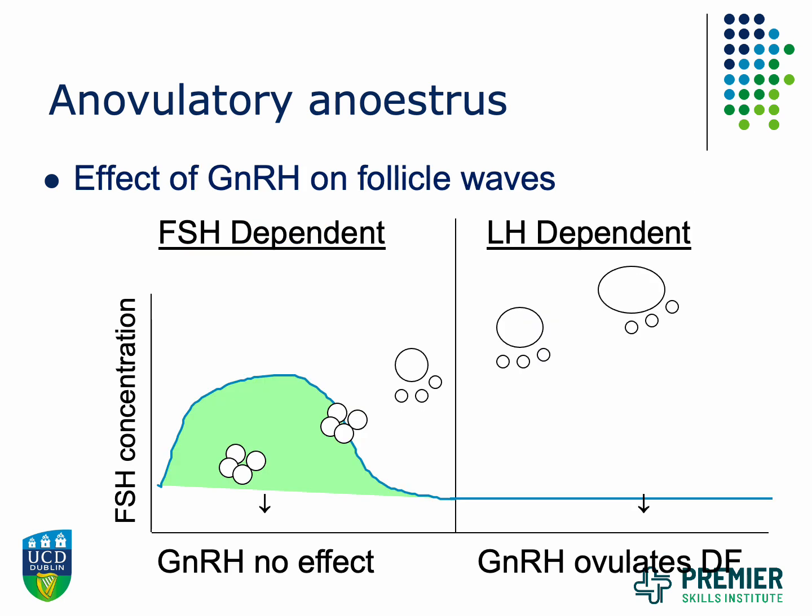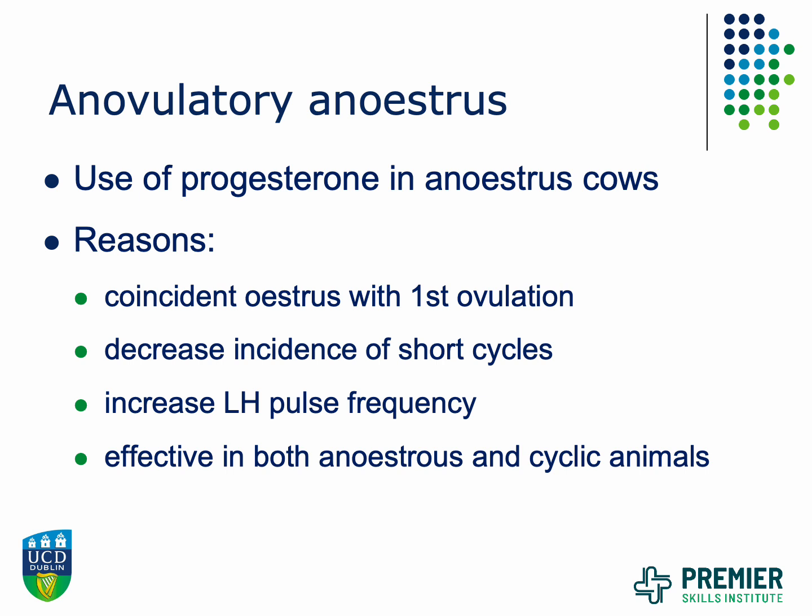As I mentioned, LH dependency of the follicular phase is important for our GnRH. When you inject it, an animal that is in the FSH dependent phase will not respond to the GnRH injection, whereas an LH dependent will ovulate. Progesterone in anestrus cows helps because it will decrease the incidence of short cycles, help with the LH pulse frequency, and you can use it both in anestrus and cyclic animals, and it basically helps with the whole rebooting of the system.